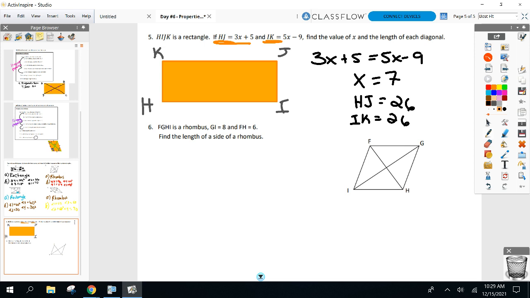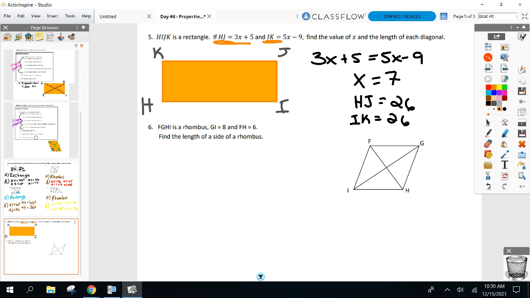Any questions before we get to the tough one to end it? Now we got a rhombus. One diagonal, GI, is 8, the other is 6. Find the length of a side. Before we get going, will it matter what side I find on that rhombus? Why won't it matter what side I find? They're all congruent in a rhombus, so it does not matter the side you find.